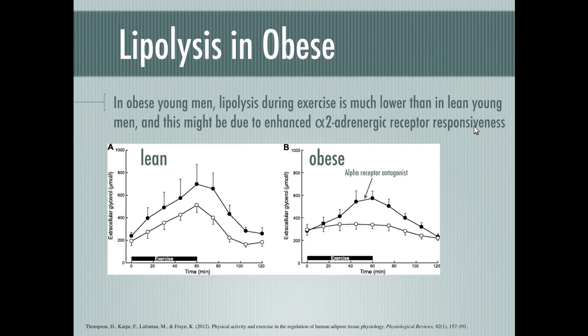So if you administer an alpha receptor antagonist like yohimbine, for example, in the lean individual, they do increase in fat metabolism. But if you look at the obese individual, they're not metabolizing any fat during exercise. When you administer the alpha receptor antagonist, they drastically increase in fat metabolism. This suggests that lean men likely don't have the same alpha receptor density or sensitivity as obese individuals. So, in other words, it's harder for obese people to lose fat.